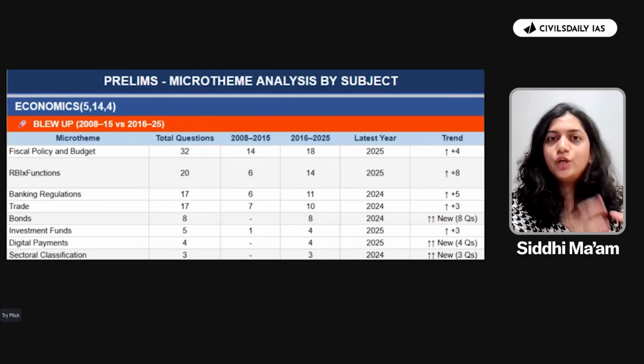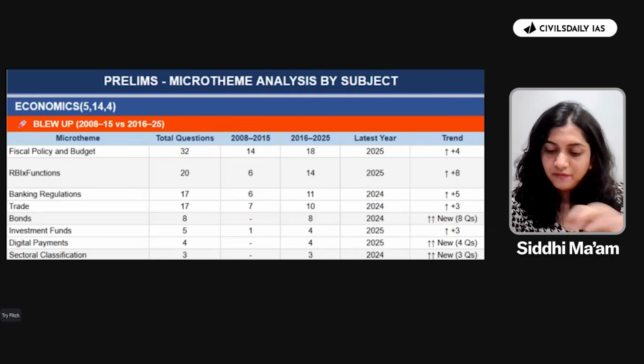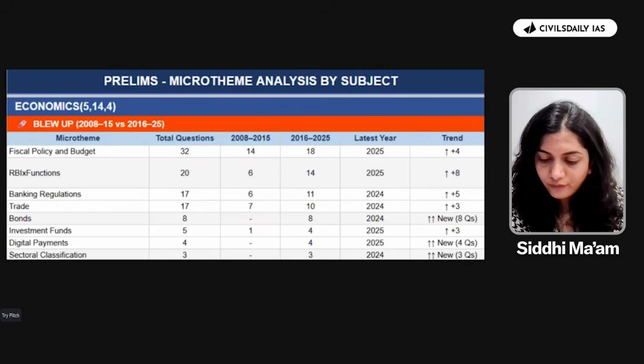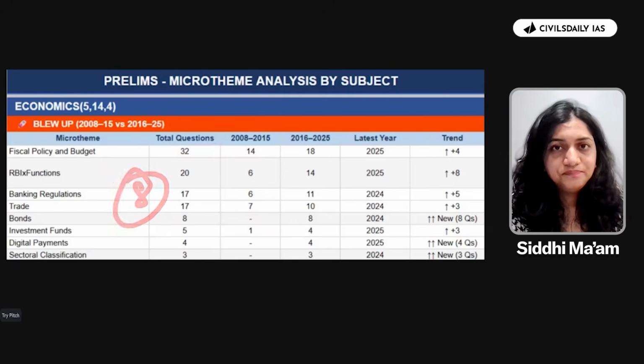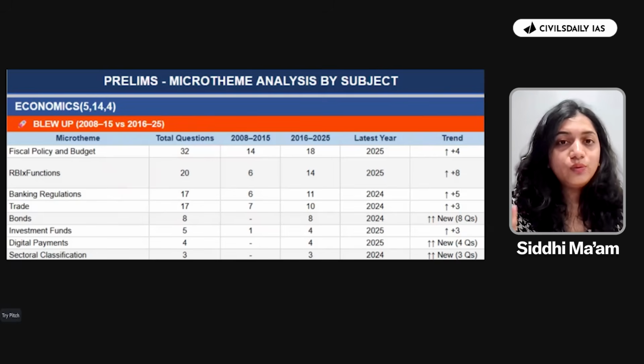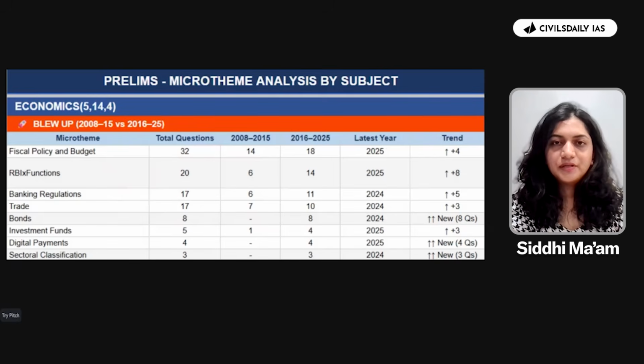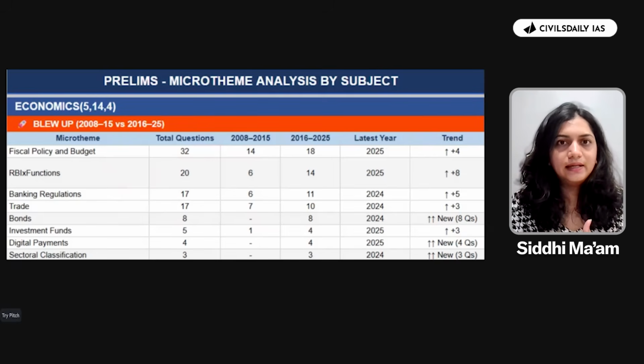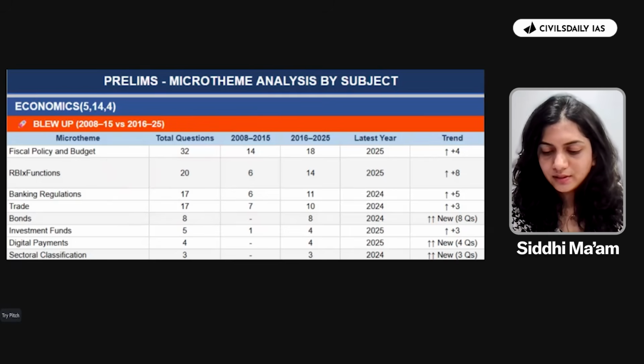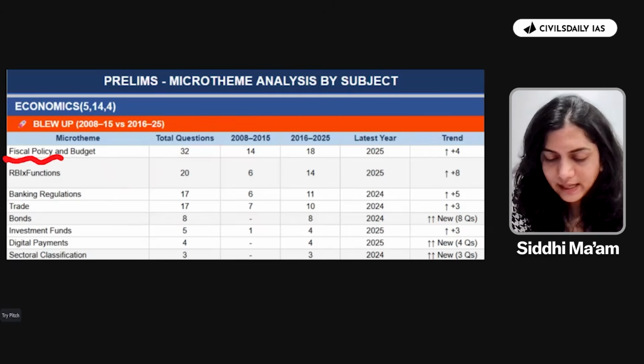So if there are going to be 15 questions from economics, we know that 8 questions from this theme can come. Okay, so why to take that risk? Let's just complete this first and then go to the consistent and time category. Right? So let's see the first micro theme, which is fiscal policy and budget.